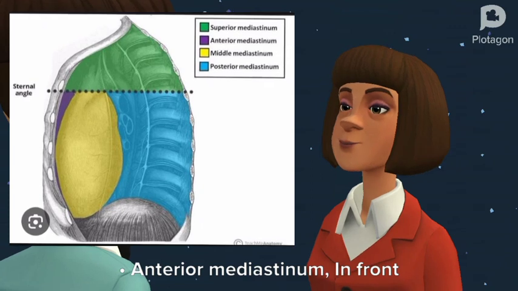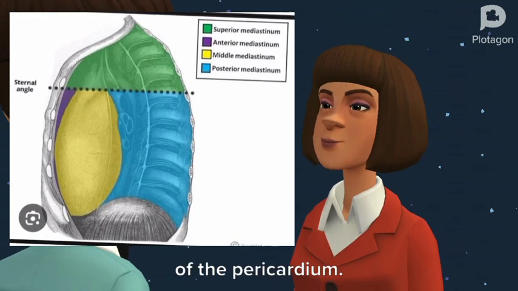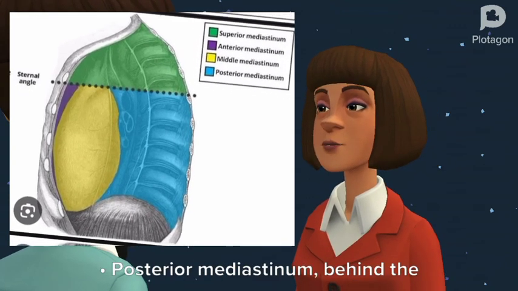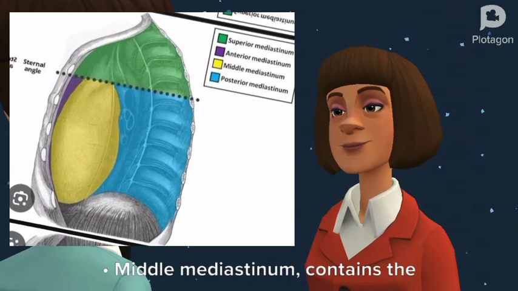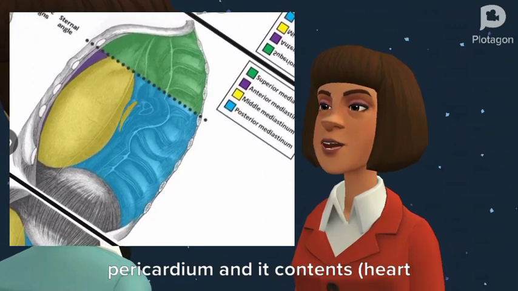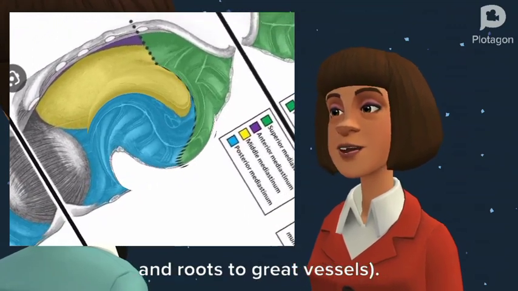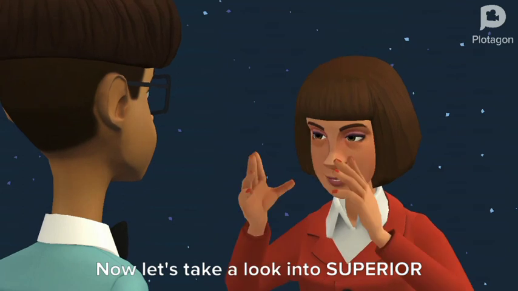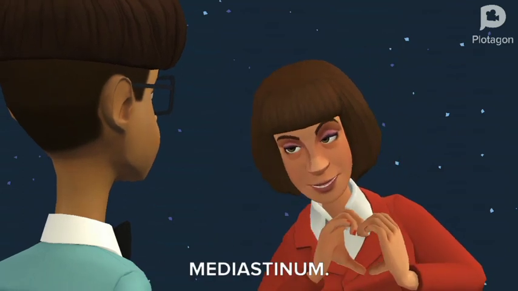Anterior mediastinum, in front of the pericardium. Posterior mediastinum, behind the pericardium. Middle mediastinum, contains the pericardium, and it contains the heart and roots of great vessels. Now let's take a look into superior mediastinum.